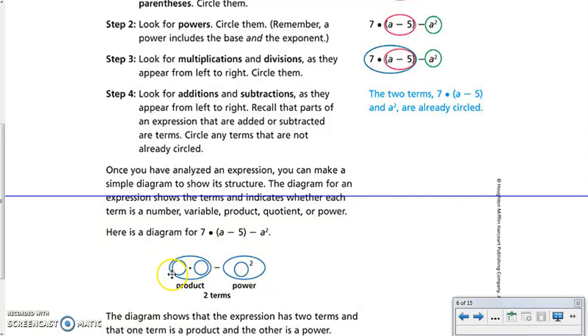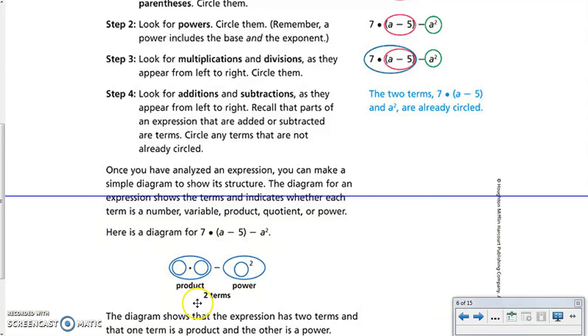Okay, the first term is a product, and that's the answer to a multiplication question. So if we jump up here to where we left off, that first blue circle is like this first circle here, and we're going to take this answer times that answer. And that's going to give us a product. And then we have another term right here, and that's going to be a power because it's got an exponent to the second power. So again, two terms.